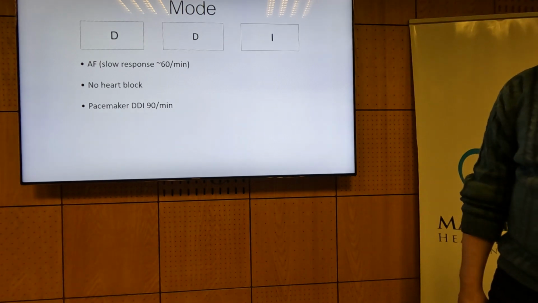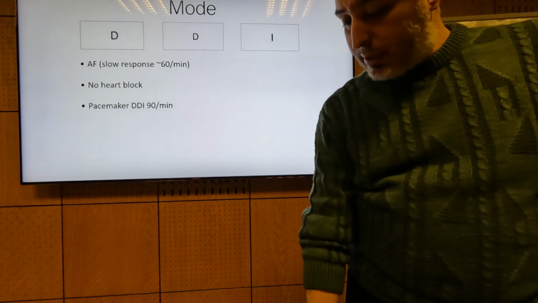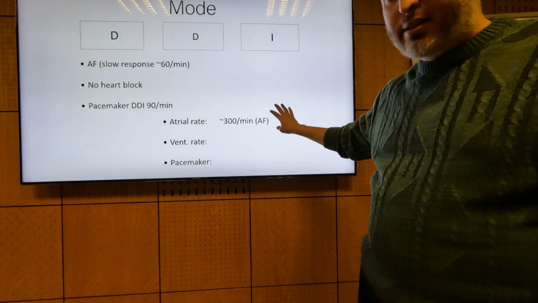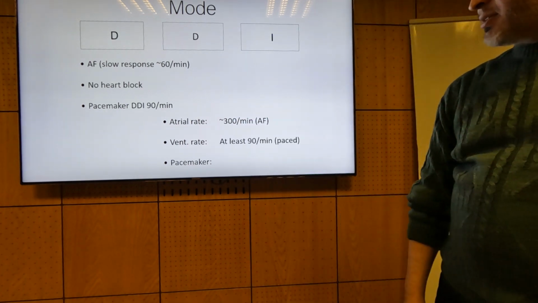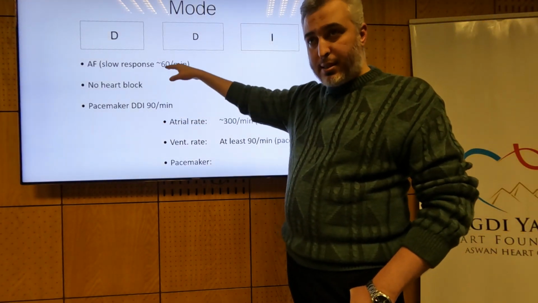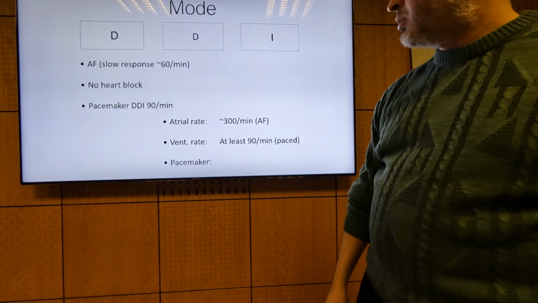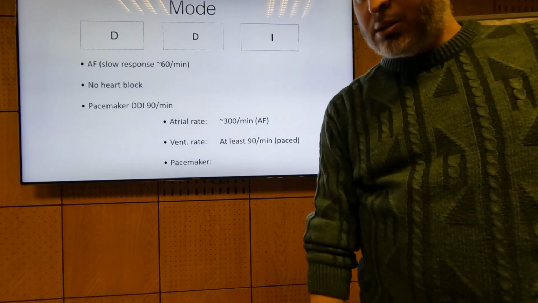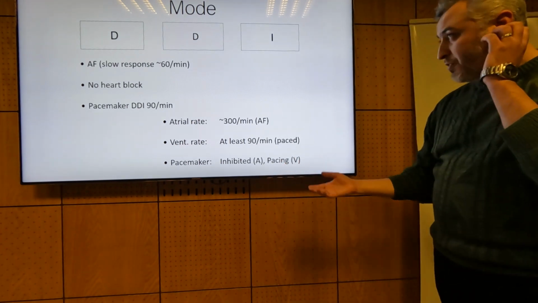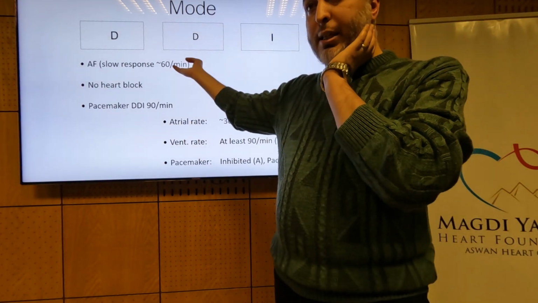Slow AF 60, no heart block, DDI 90. What's the atrial rate? AF? No, not 60. The atrial rate is very high. What's the ventricular rate? At least 90. Now we're able to increase the rate of the slow response, because now we're ventricularly pacing. What's the pacemaker doing? Inhibited atrial pacing, paced ventricular. Yes, so inhibited on the atrial level and pacing on the ventricular level. So what did we achieve here? We are able to increase heart rate in AF.